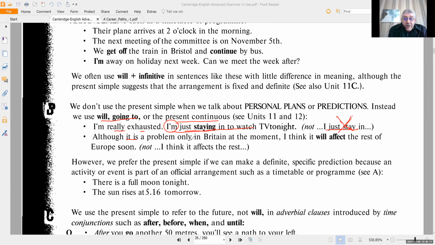Although it is a problem only in Britain at the moment, I think it will affect the rest of Europe soon.